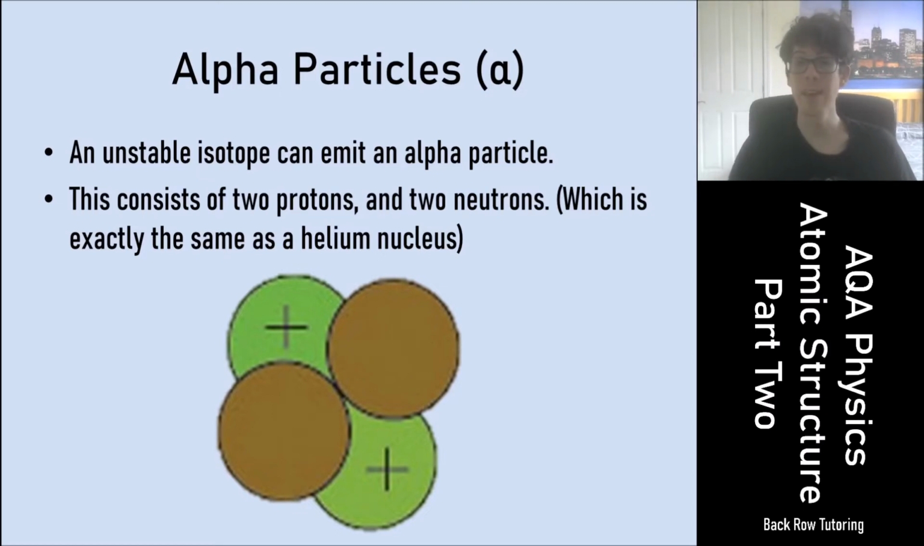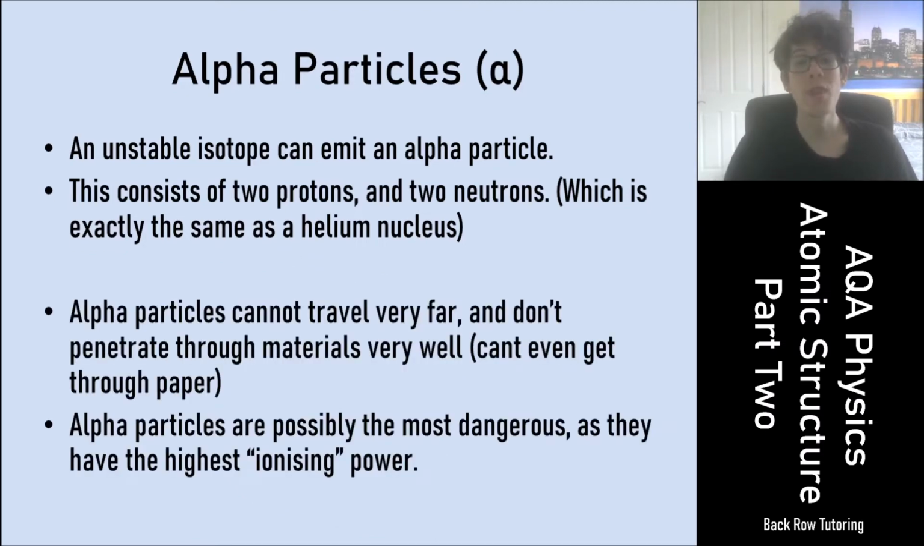So if you think of the element helium, it has 2 protons and 2 neutrons, and that's exactly what an alpha particle is, 2 protons and 2 neutrons. An unstable isotope can emit an alpha particle. Alpha particles can't travel very far and don't penetrate through materials very well. They can't even get through paper.